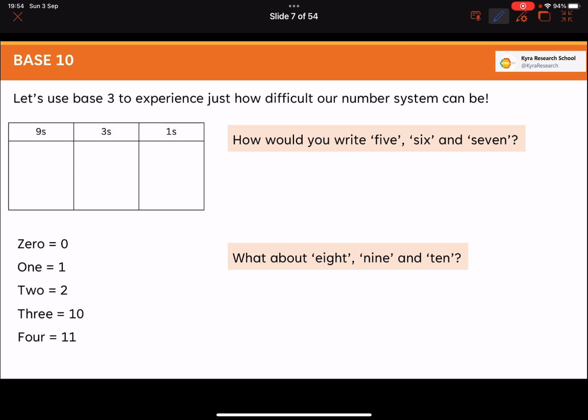Okay, so if I look down this left hand side, I've given you a few to get you started. If I wanted to write the 0, it would be 0, just the same as it is in our number system. And the number 1, we know, would be made up of a single counter in the ones column, so it'd be written just as the number 1. Number 2 would be made up of 2 ones, so it'd be written just as the number 2.